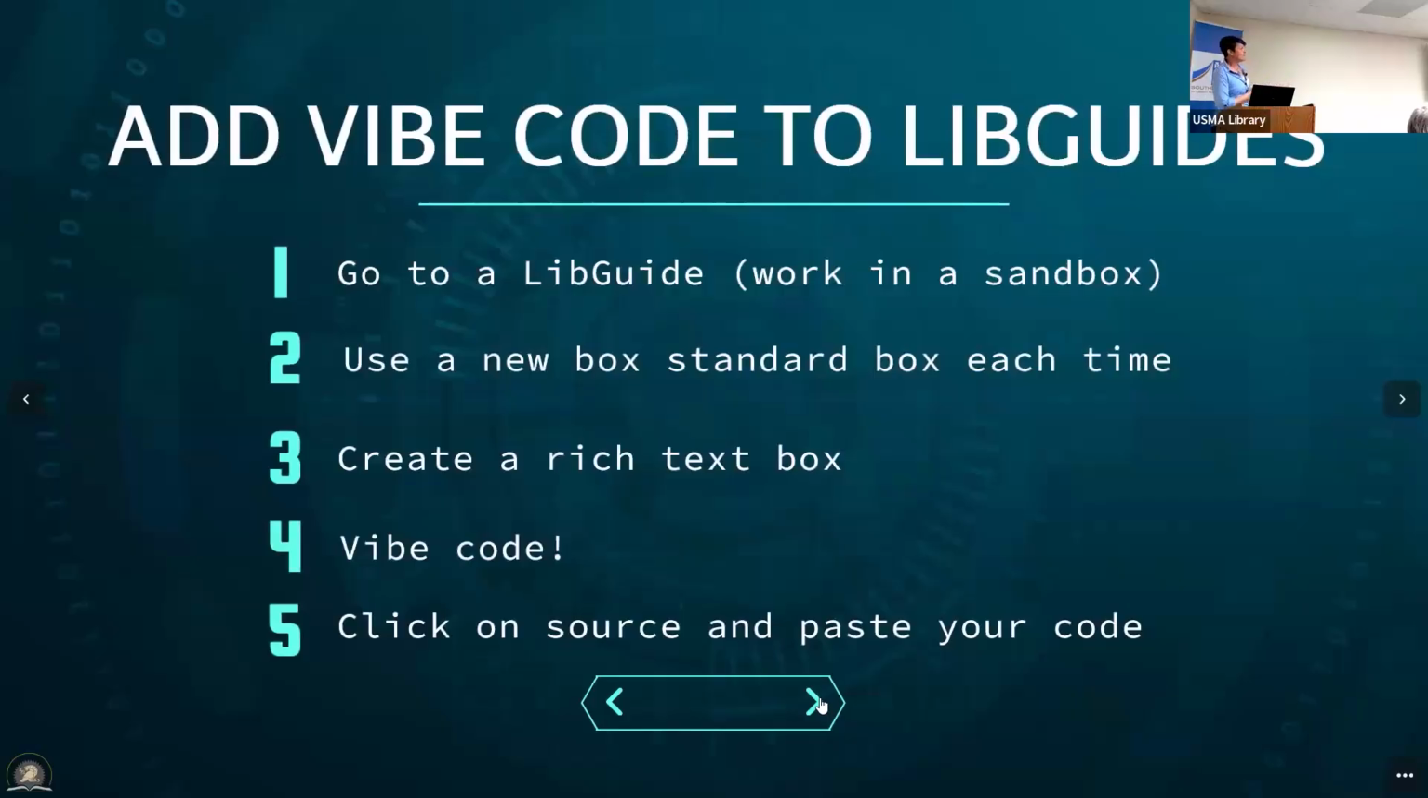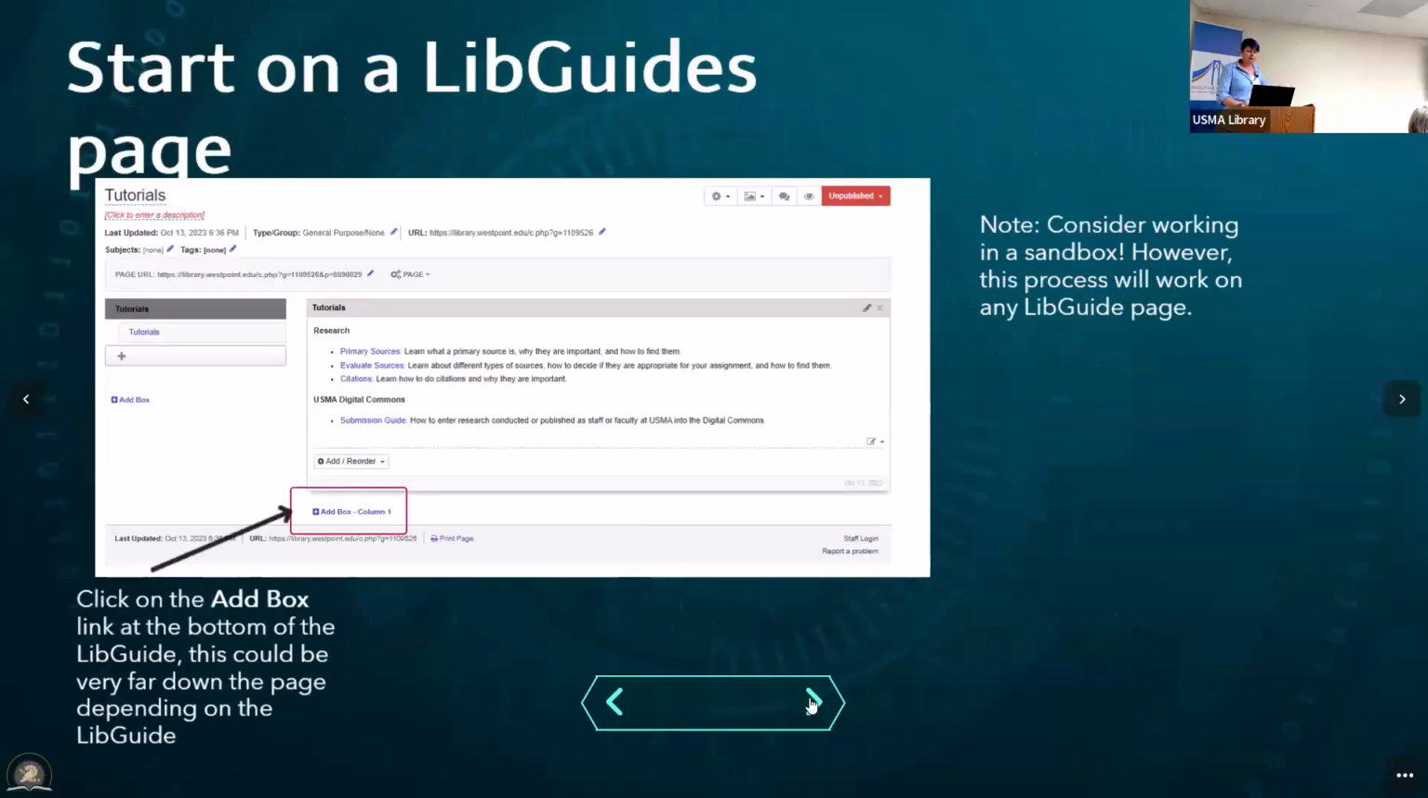So I'm going to go through this super duper quick. You're going to have access to these slides. If you want to do this, it's just a quick explanation about how to add vibe code in. If you know LibGuides, this is going to be the quick boring bit. Basically, use a standard box, right? You're going to add a new box on your main page.